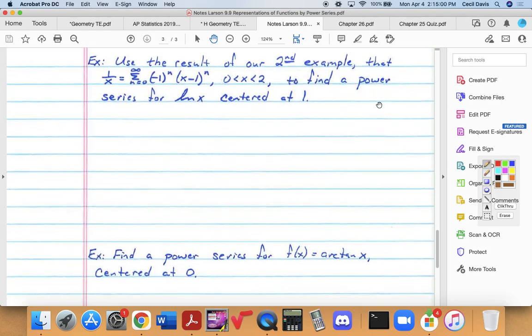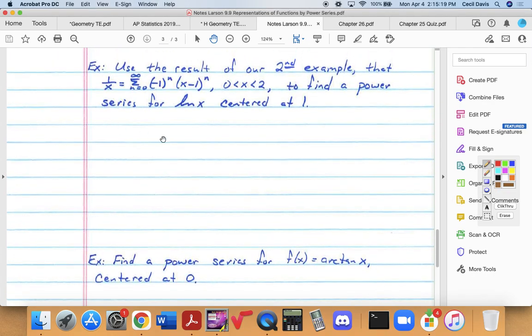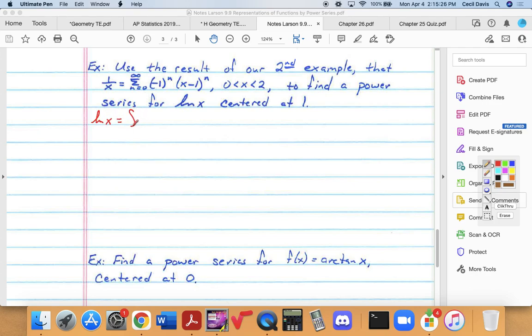First time ever. All right. So to find a power series for natural log of x centered at 1. Interesting. Well, what do we have to do to 1 over x to get natural log of x? Integral. Yeah, so natural log of x is going to be the integral of 1 over x dx.